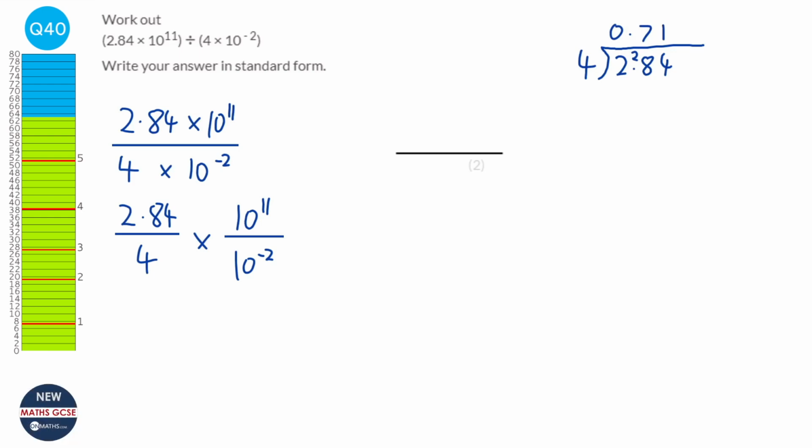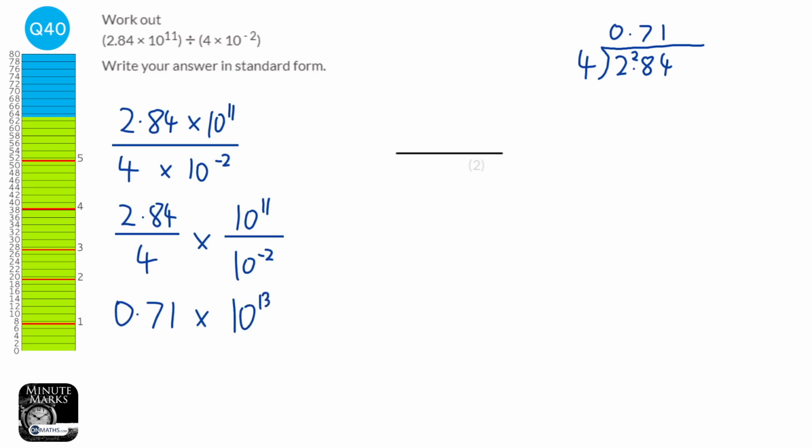So it's going to be 0.71 times, and then the rules of indices say that if you divide two powers of the same base, they're both 10, then you just take away the power. So it's 11 take away minus 2. Now the two minuses, the two takeaways, actually convert to a plus, so it would be 11 plus 2, which would be 13, so it would be 10 to the power of 13.